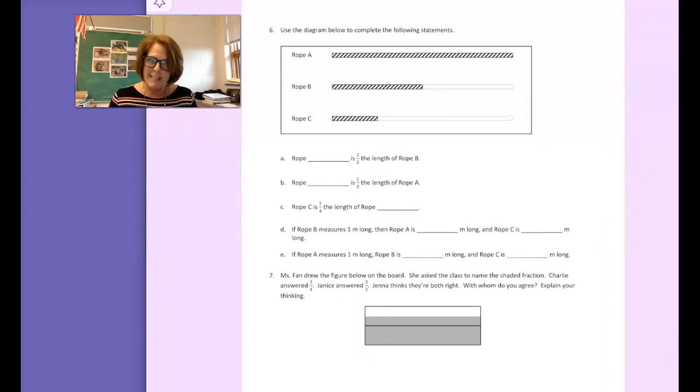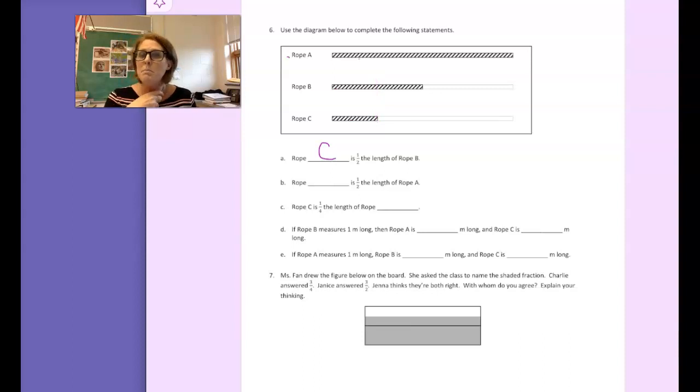Let's go on to number 6. We're going to use the diagram to complete the following statements. So we have 3 ropes. We have rope A, rope B, rope C. They're all different lengths. So we're going to do comparisons based on rope A being the whole, okay? So letter A says rope blank is 1/2 the length of rope B. So rope B, we're looking at the size of rope B, is rope C or rope A half the length of rope B? If you're thinking C, you're correct. Rope C goes right up to there. It's about half the length of rope B.